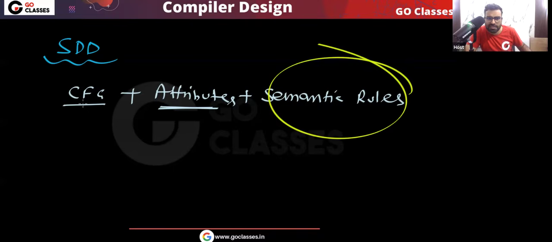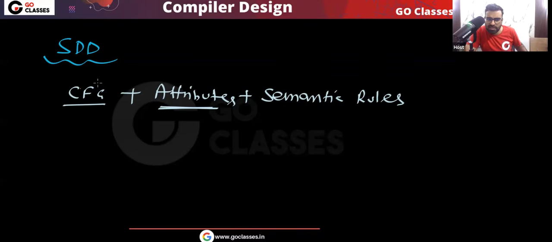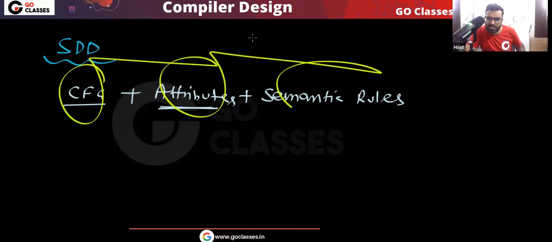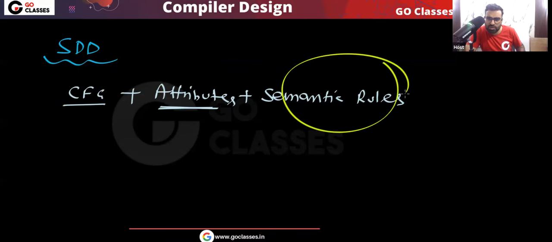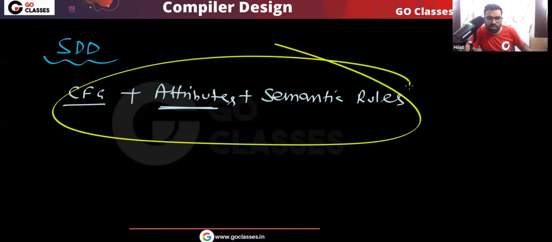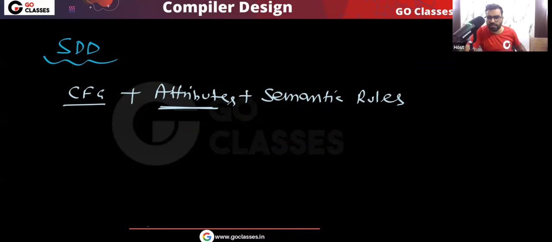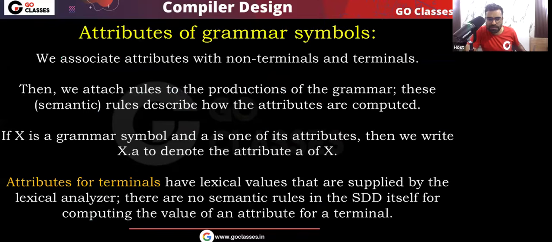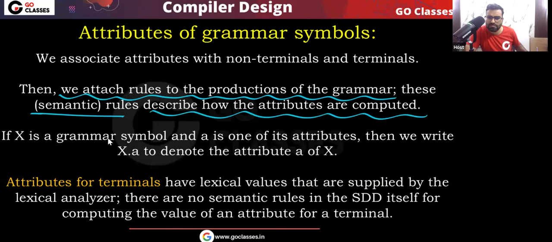These semantic rules we write corresponding to the productions. So you can see context free grammar plus attributes plus semantic rules. These semantic rules will be used to compute the attributes. This is basically called SDD, syntax directed definition. That is what I'm writing here: we associate attributes with the non-terminals and terminals, then we attach semantic rules to the productions of the grammar, and these semantic rules describe how the attributes will be computed.